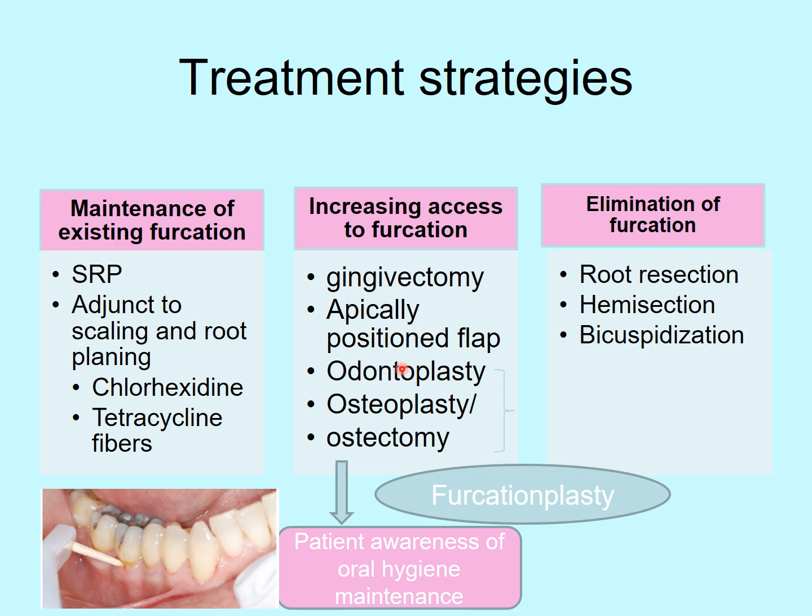And then odontoplasty, osteoplasty, ostectomy. Odontoplasty is shaping the tooth surface, osteoplasty is shaping the bone, and ostectomy is removal of bone. All these are termed furcation plasty. This was used frequently before for getting access to furcation, as it would allow easier hygiene into the furcation area. So these techniques have limited usefulness today. But in the compromised individual whose teeth cannot be extracted, or in whom conservative therapy has failed, these surgical techniques can be used for getting increased oral hygiene maintenance. So always there must be patient awareness of oral hygiene maintenance.